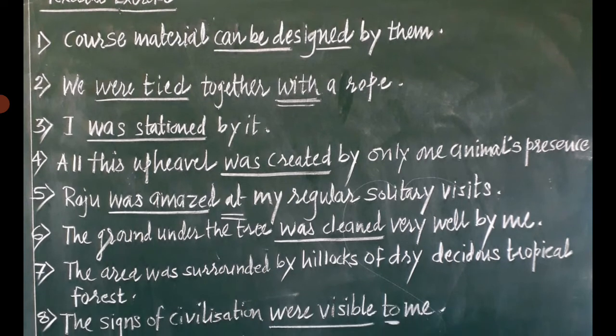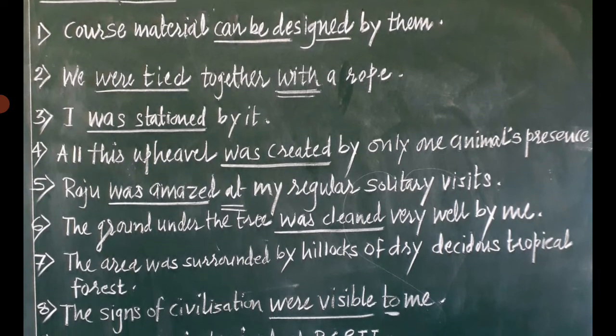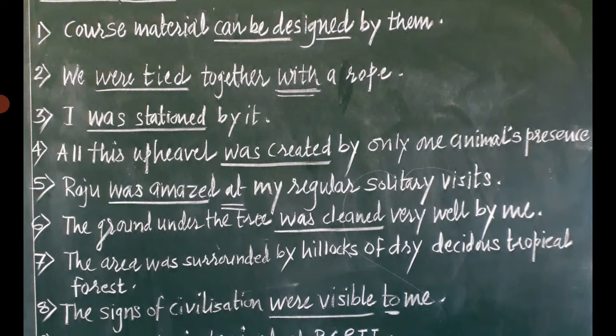I would like to share one thing with you: every time the preposition by won't be a part of the sentence. Sometimes exceptions like with or at will be a part of the sentence. We were tied together by a rope is replaced here with a rope. So with is working like a by. So please make sure that with is just a preposition like by, and the same rules are applicable for this sentence also.